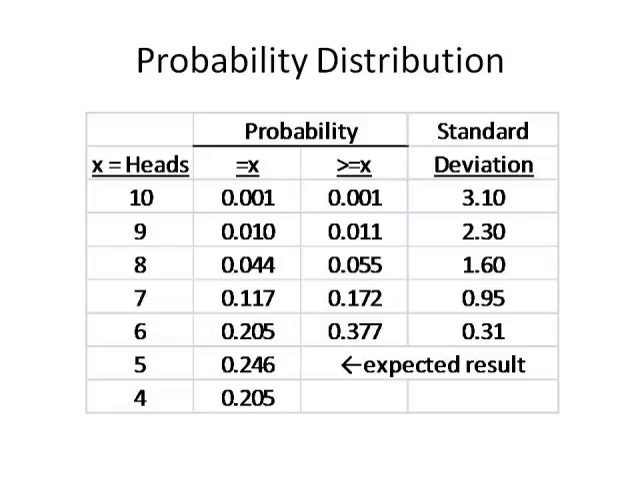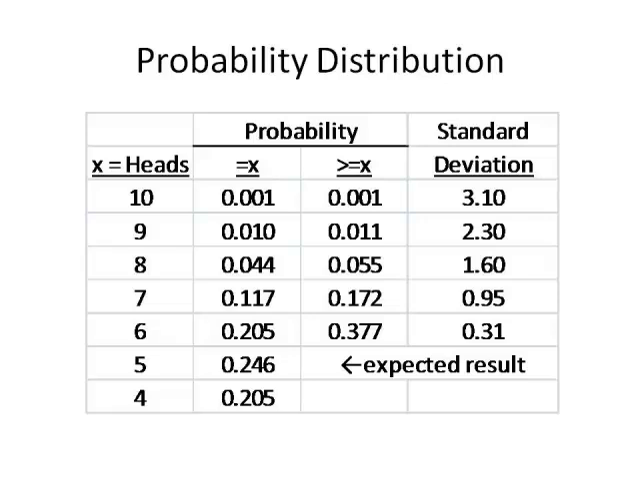Now the third column shows the probability of getting at least as many heads, and that's really just a cumulative probability. So for example, the probability of getting 10 or more heads in 10 flips is 0.001. The probability of getting 9 or more heads is 0.011. The probability of getting 8 or more heads is 0.055, and so on.